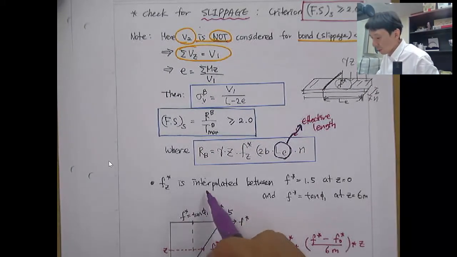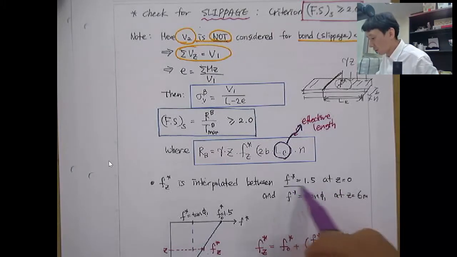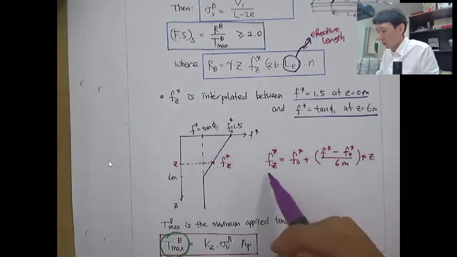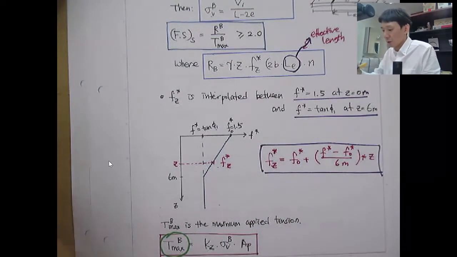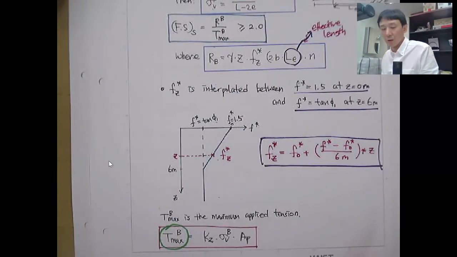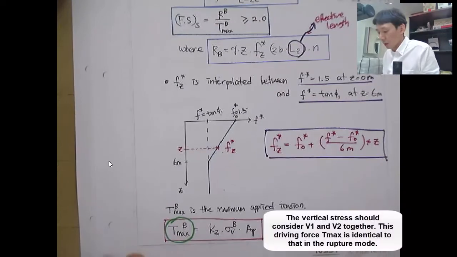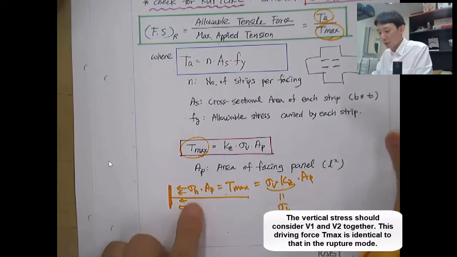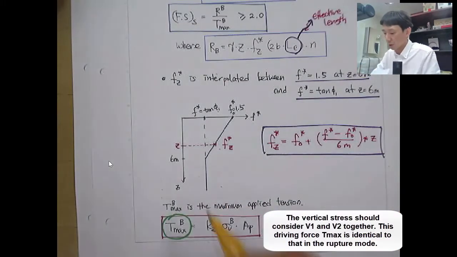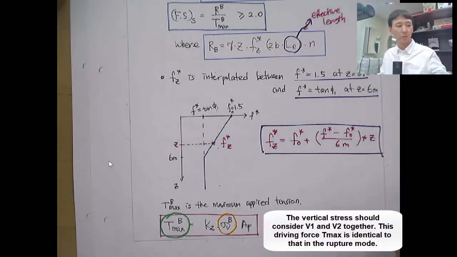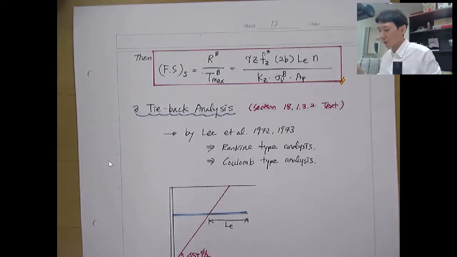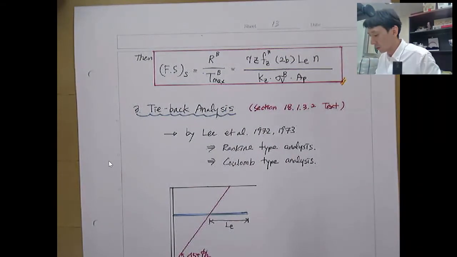Here F star is interpolated between 1.5 at 0 meters and tangent phi 1 at 6 meters. As we saw before, you can compute the friction coefficient F star for the depth of interest using this equation. Tmax is the maximum applied tension, just like before, the same. When you compute sigma H, you just use the different vertical stress. Then the final equation for the factor of safety is given like this, and you can check the factor of safety for the internal failure mode of slippage.